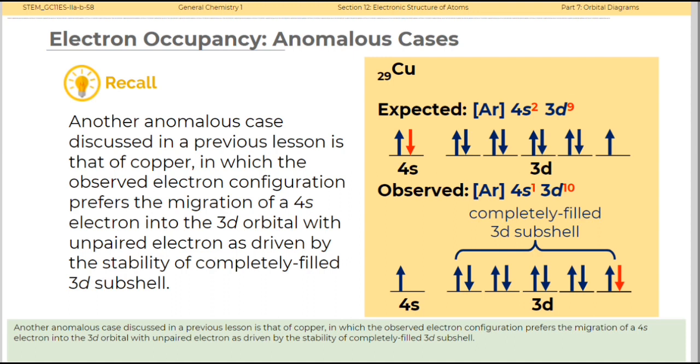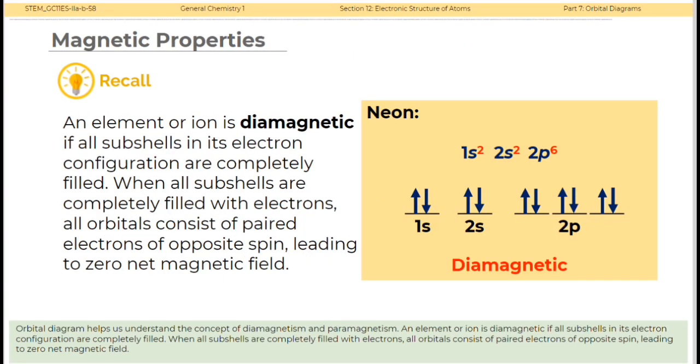Orbital diagrams help us understand the concept of diamagnetism and paramagnetism. An element or ion is diamagnetic if all subshells in its electron configuration are completely filled. When all subshells are completely filled with electrons, all orbitals consist of paired electrons of opposite spin, leading to zero net magnetic field.